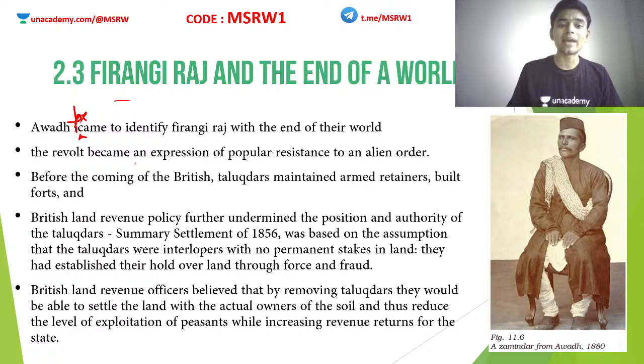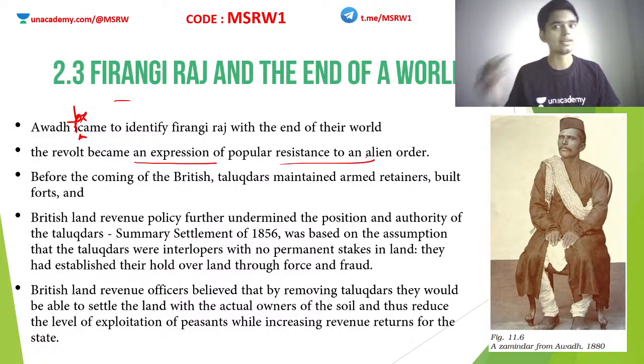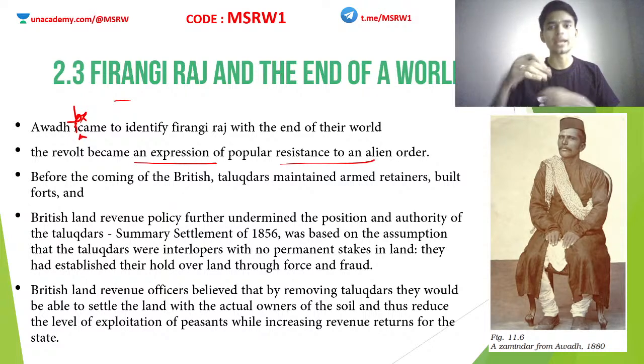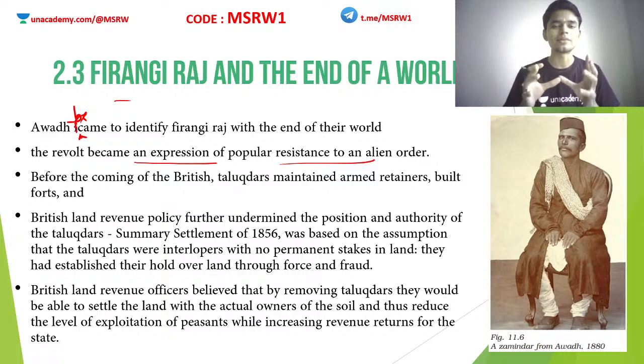So the revolt became an expression of popular resistance to alien order. These are the setups that eventually led to the 1857 revolt. Once the revolt started in Meerut, it eventually spread almost all across northern India. Why? Because in each and every territory in northern India, people had their own causes for the revolt. The Jhansi Rani had her causes, Tantia Tope had his own issues, people of Oudh had their own issues. Each territory had its own problems against the British. So this was the setup which was utilized in the 1857 revolt.